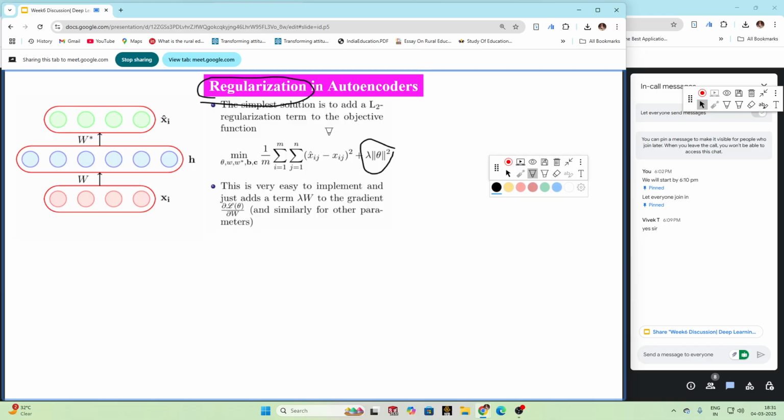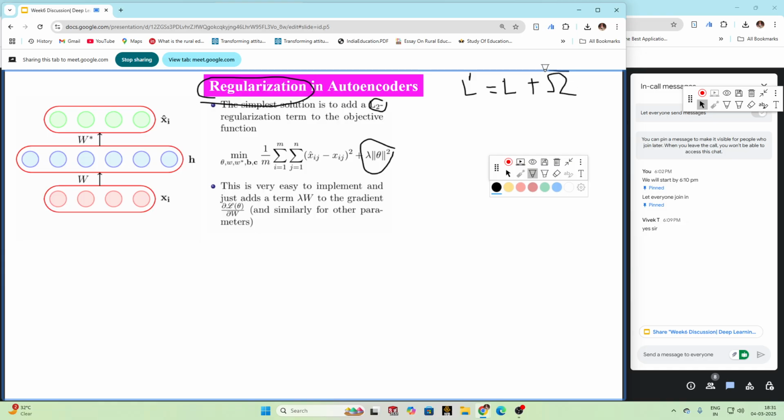the simplest solution for doing this regularization is L2 regularization. What is L2 regularization? In every regularization, what we do is add a term to our loss function. Earlier our loss function was nothing but MSE. Now the L dash will be equal to L plus something called omega.